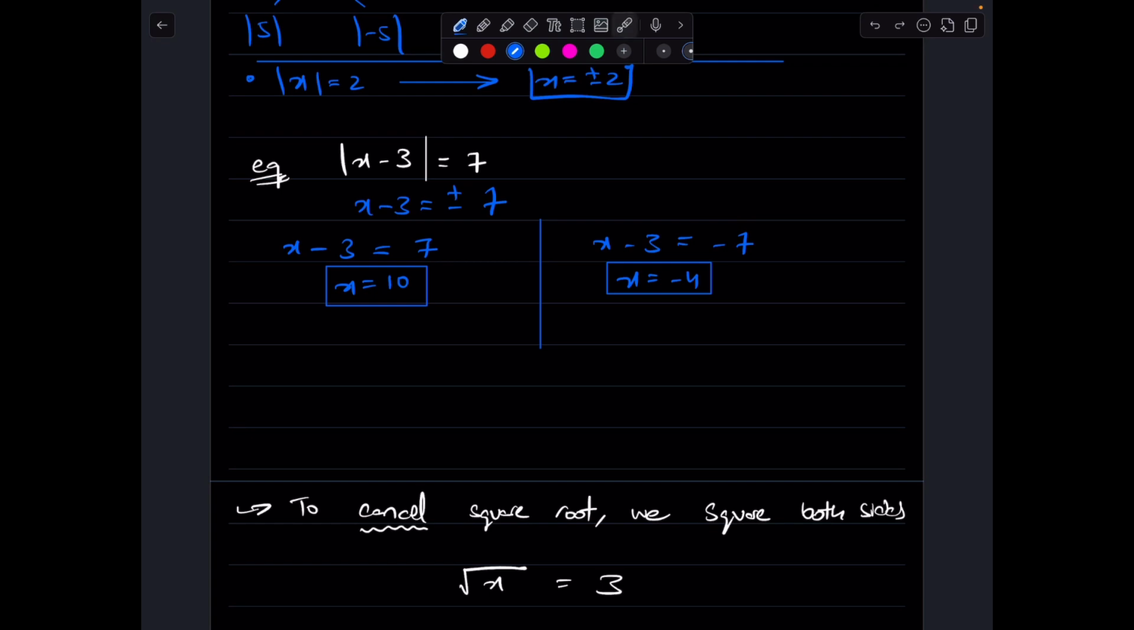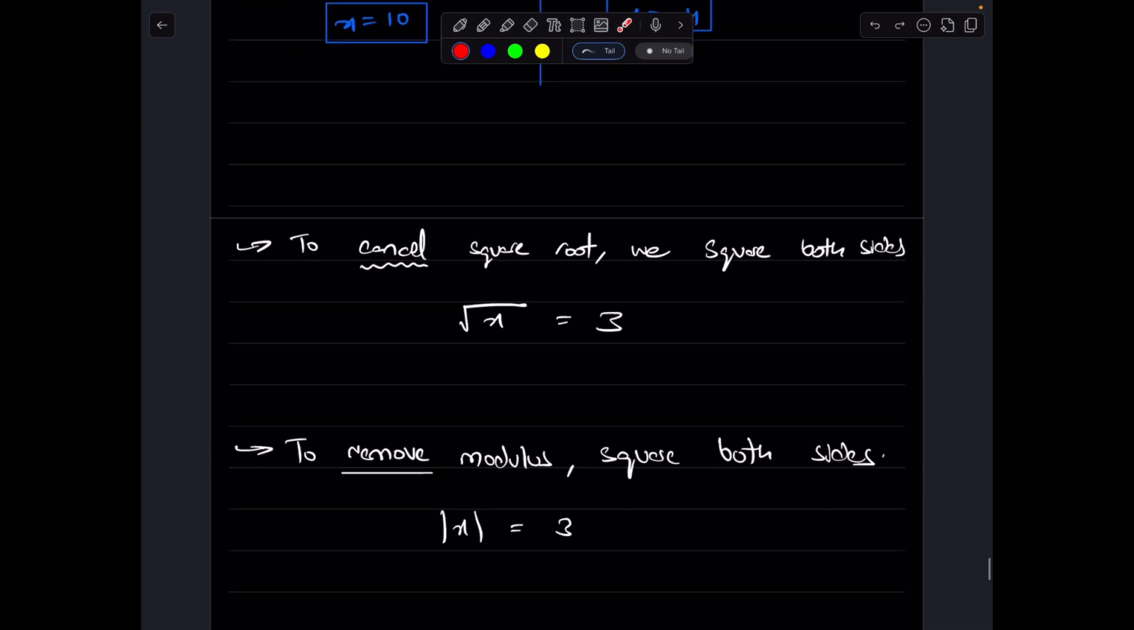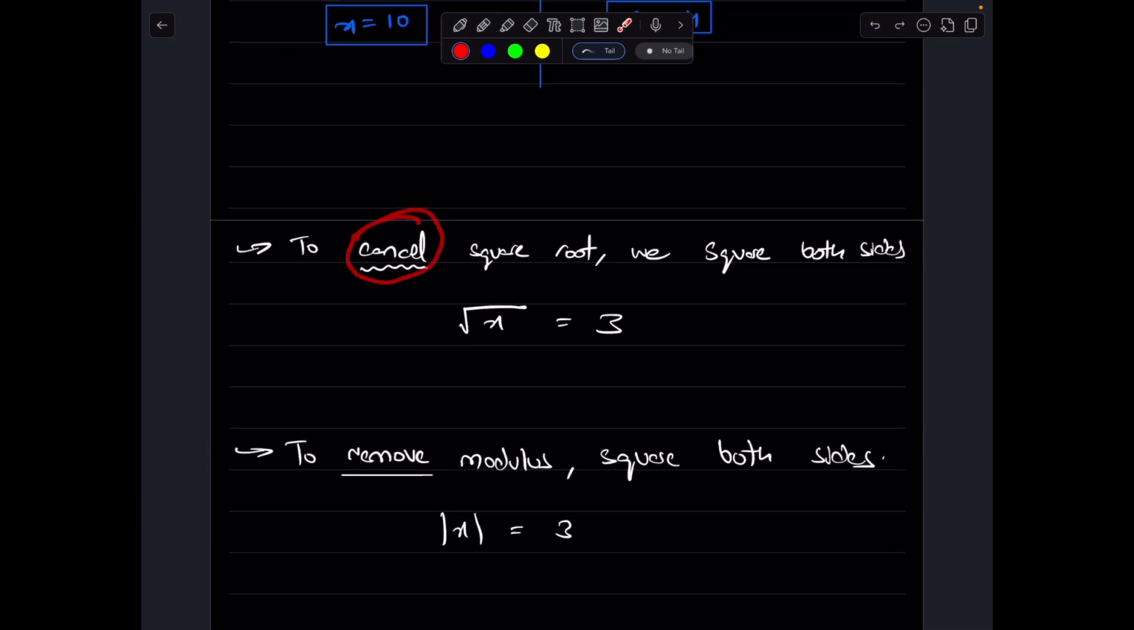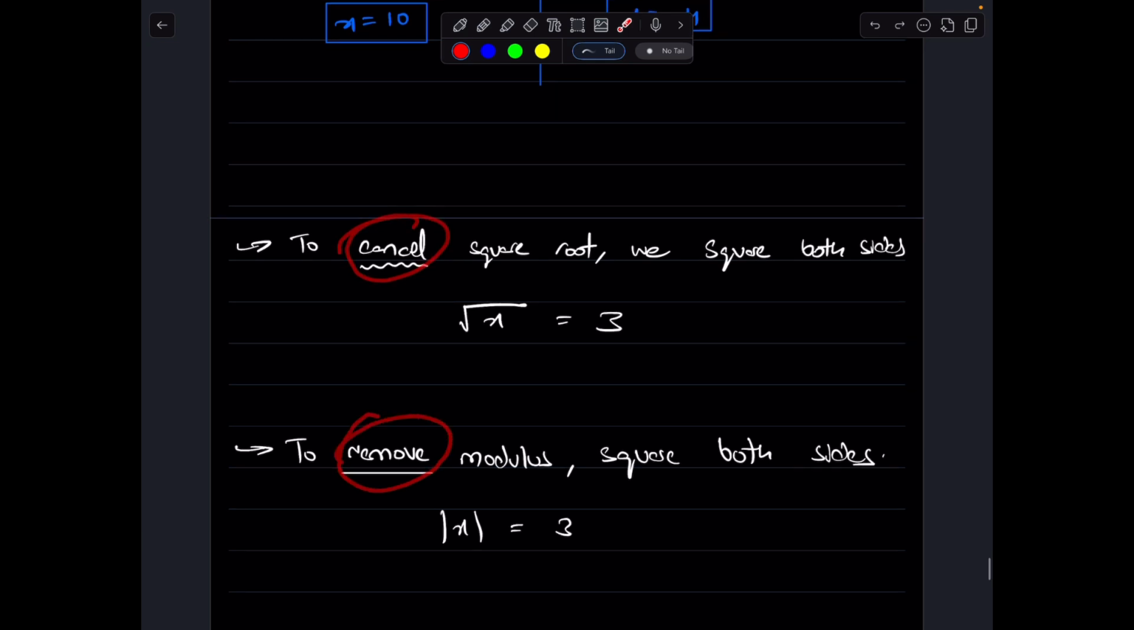Now do keep in mind that this equation can also be solved by squaring both sides. You square both sides to remove the modulus. So you need to understand this carefully. I repeat, to cancel the square root, we square both sides. But to remove the modulus, we also square both sides. But to cancel the square root and to remove the modulus, there is a difference.